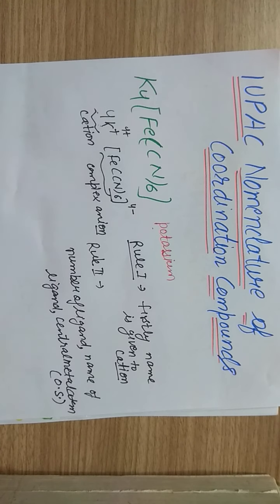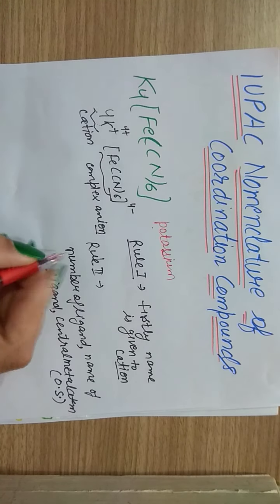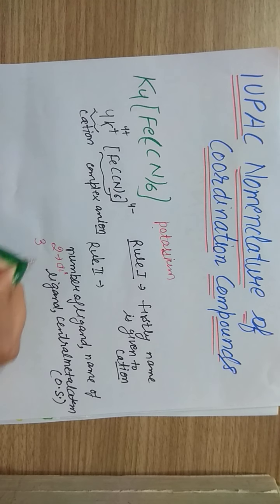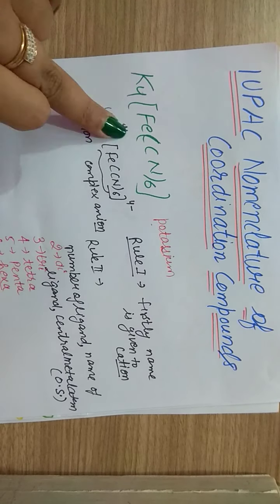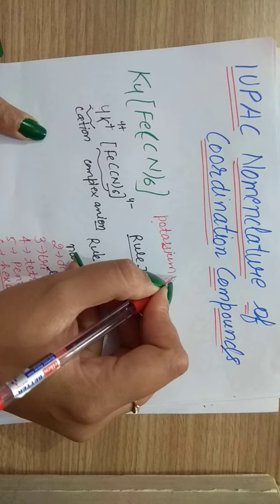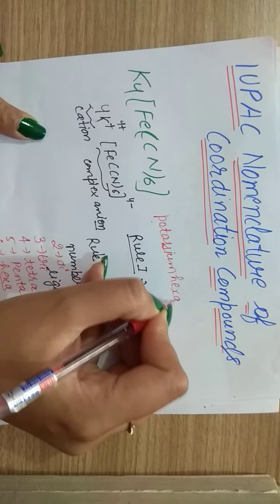Number of ligands means that if there are 2 ligands we use the word di, for 3 ligands tri, for 4 ligands tetra, for 5 ligands penta, and for 6 we use hexa. In this complex the number of ligands is 6, so we will write the word hexa.